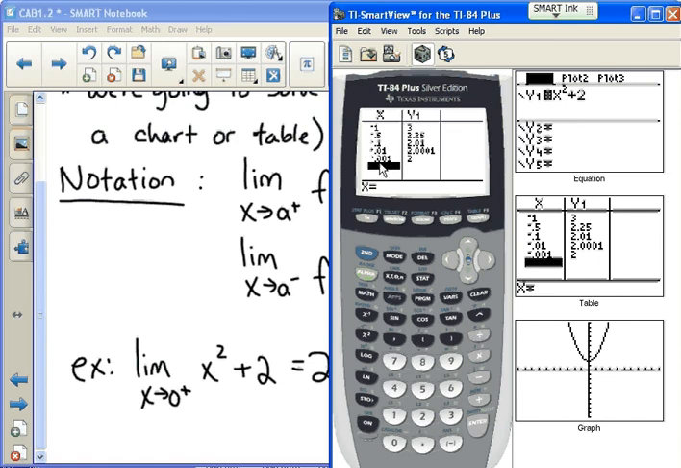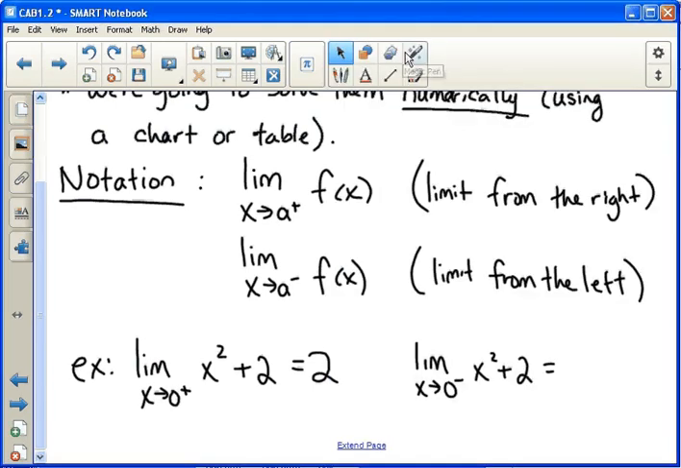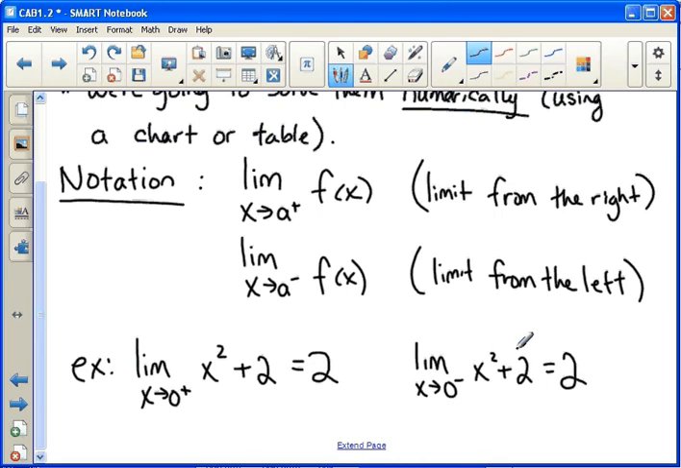Now this will happen often, but certainly not always, that it'll be the same from both sides. This is actually a really nice, clean function, x squared plus 2, nothing weird about it. So it's going to act really nice when it comes to limits. In fact, anywhere you picked on this graph, it was going to be the same from both sides. And going even farther, just think about what would happen if you plugged in 0. If you plug 0 in for x, 0 squared is 0, plus 2 is 2.